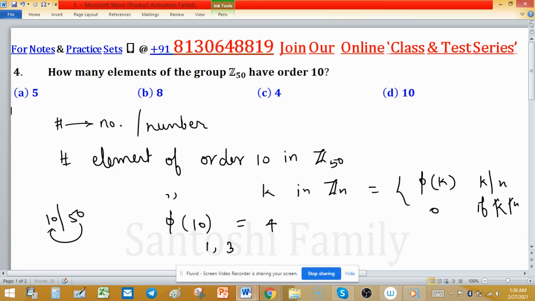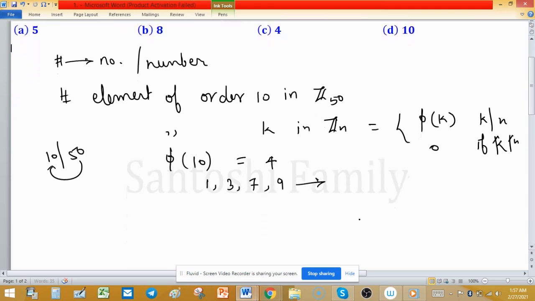because 1, 3, 7, 9 are co-prime with 10, and we have these 4 natural numbers which are less than 10 and co-prime with it. Otherwise you can apply the Euler product formula for phi of 10.